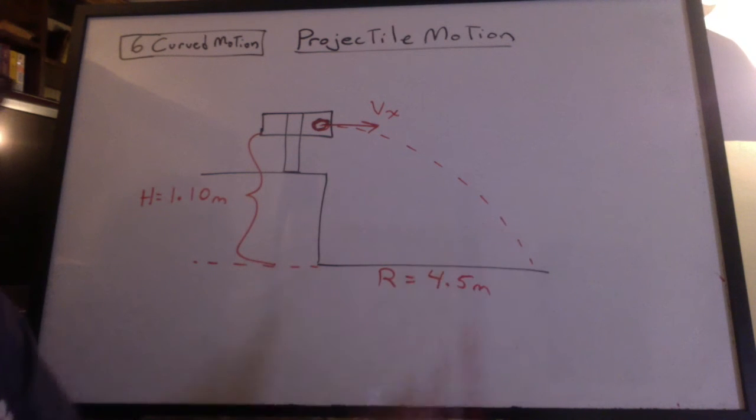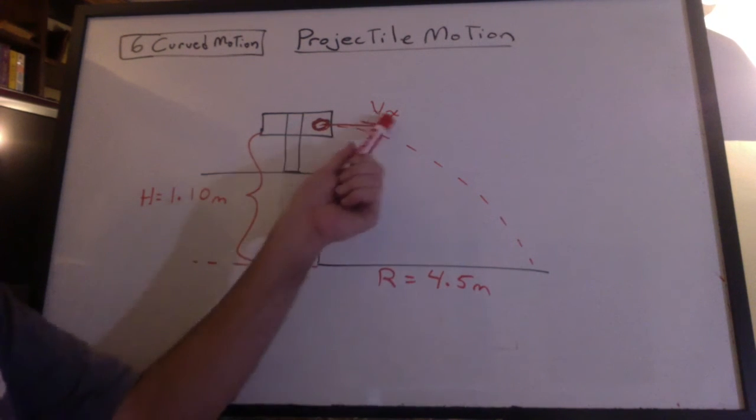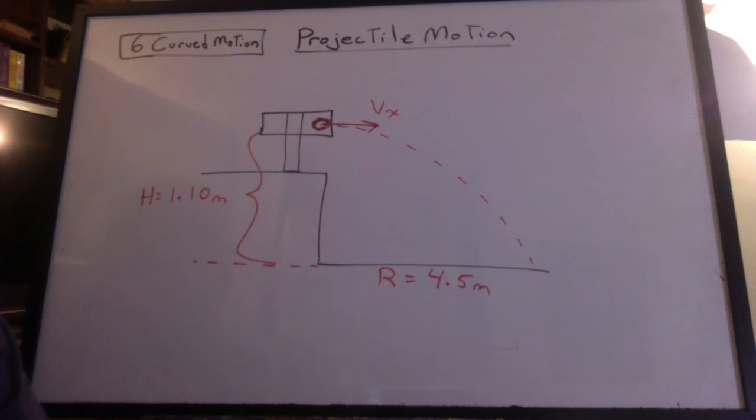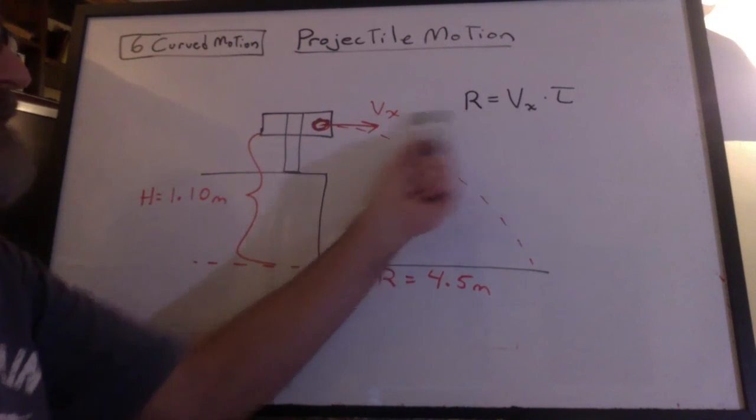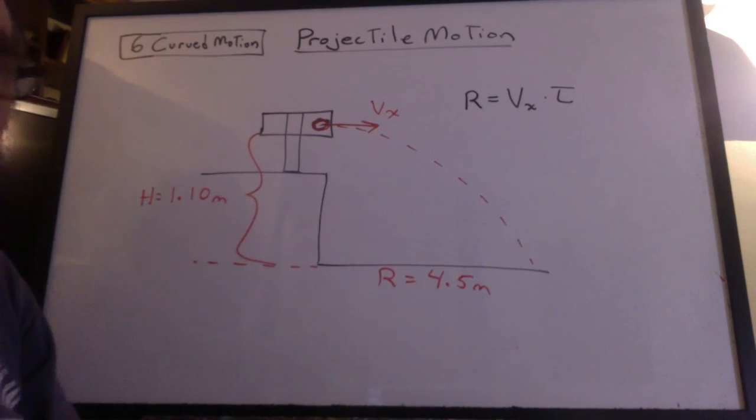We see it lands 4.5 meters away. Could you solve for the velocity of that projectile launcher? Now, you know the range is equal to the horizontal velocity times the time, and that's the time for it to fall to the floor.